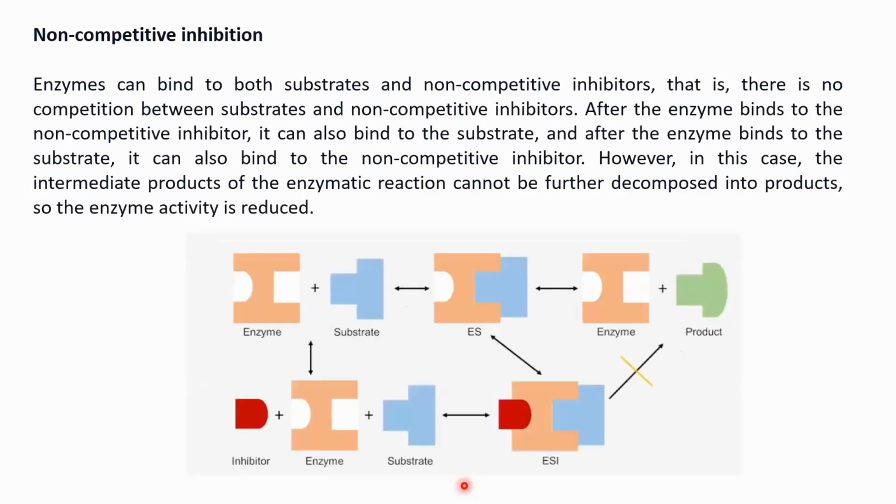Now, what is non-competitive inhibition? In non-competitive inhibition, the enzyme can bind to both the substrate as well as the inhibitor, and there is no competition between the substrate and the non-competitive inhibitor. After the enzyme binds to the non-competitive inhibitor, it can also bind to the substrate, resulting in an enzyme-substrate-inhibitor complex. However, if the enzyme-substrate-inhibitor complex is formed, product will not be formed. But if the enzyme is bound only with the substrate, then the product will be formed. Therefore, it reduces the enzymatic activity, but does not completely inhibit the activity.